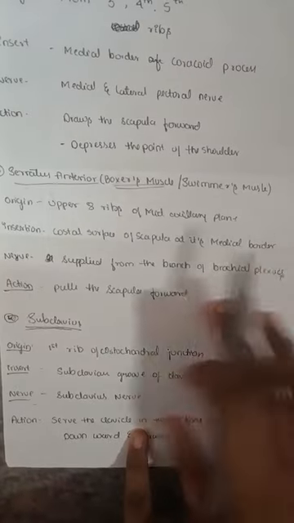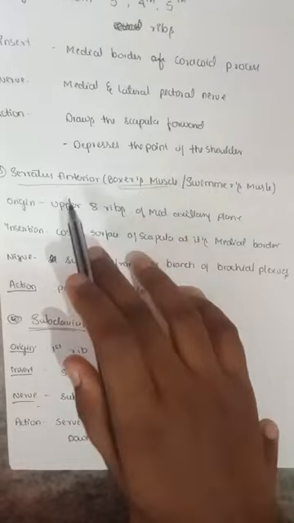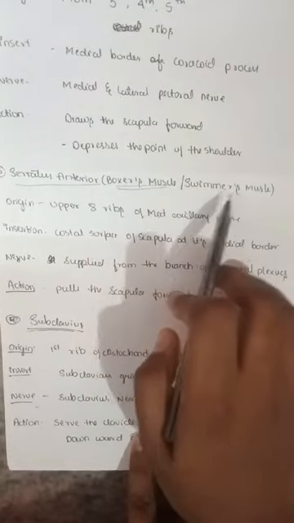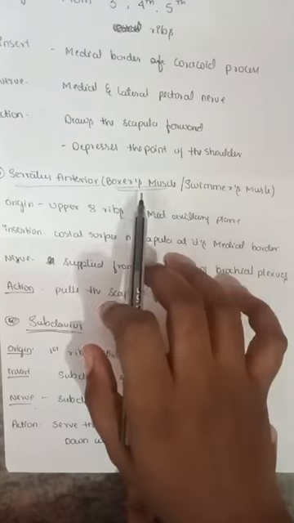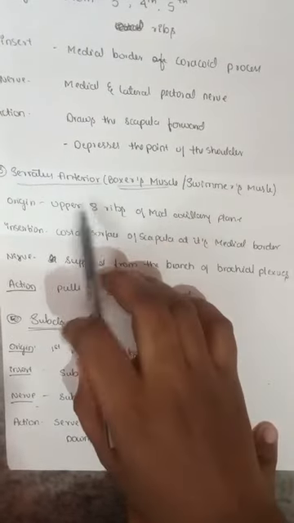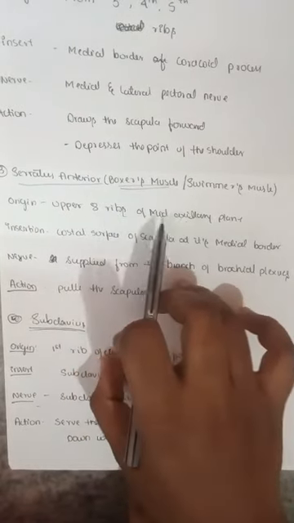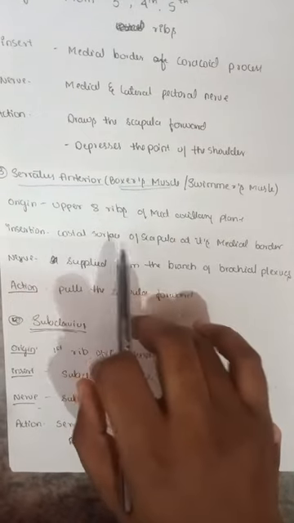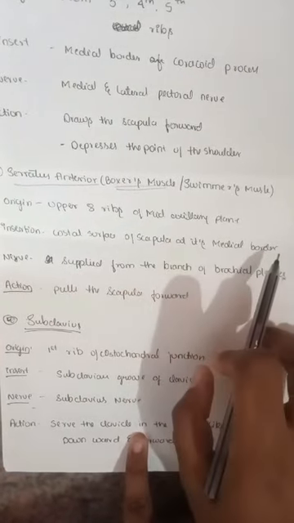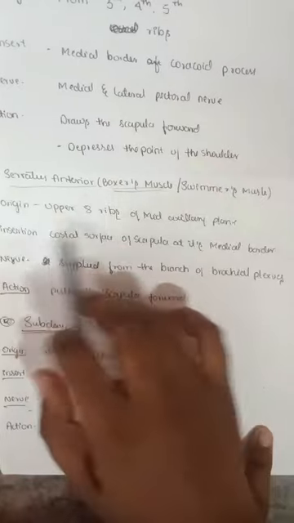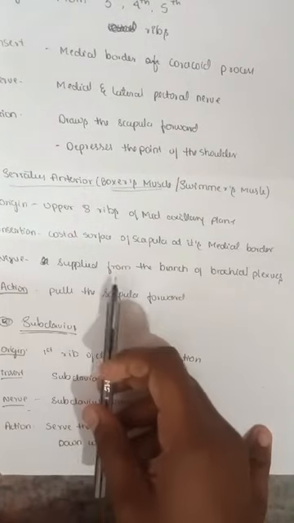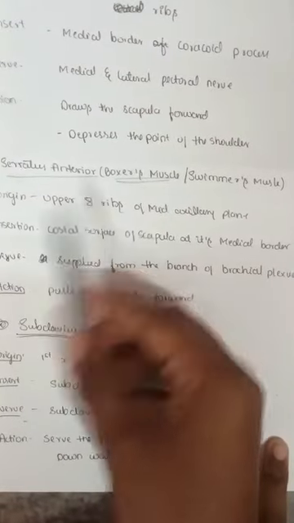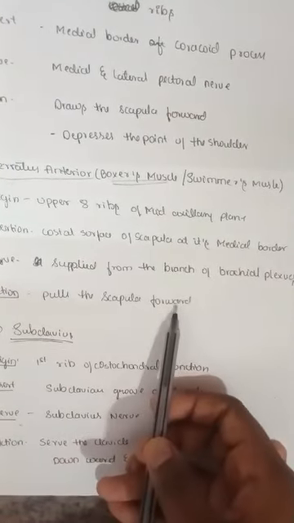Now let us discuss the serratus anterior muscle. The serratus anterior muscle is also known as the boxer's muscle and the swimmer's muscle, because it helps in boxing and also in swimming. It originates from the upper 8 ribs at the mid-axillary plane and gets inserted into the costal surface of the scapula at its medial border. The nerve supply to the serratus anterior muscle is a branch of the brachial plexus. The major action of this muscle is that it pulls the scapula forward.